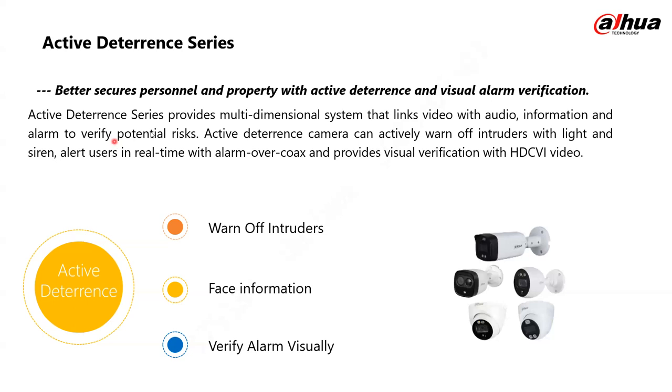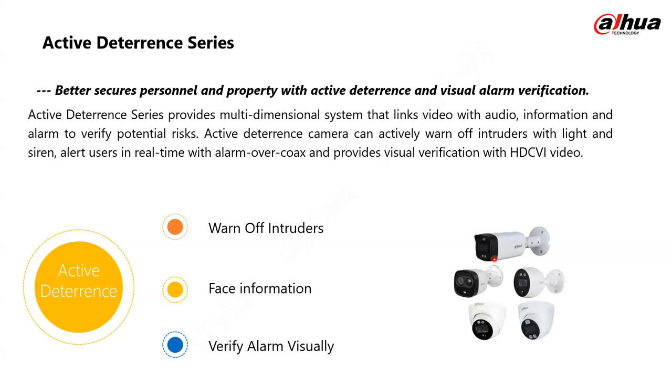The active deterrence series provides a multidimensional system that links video with audio information and alarm to verify potential risks. The AD camera can actively warn intruders with the light and the siren. This light is not the colored light, the blue and red lights. It's basically a white light to get the intruder's attention and fend them off completely.